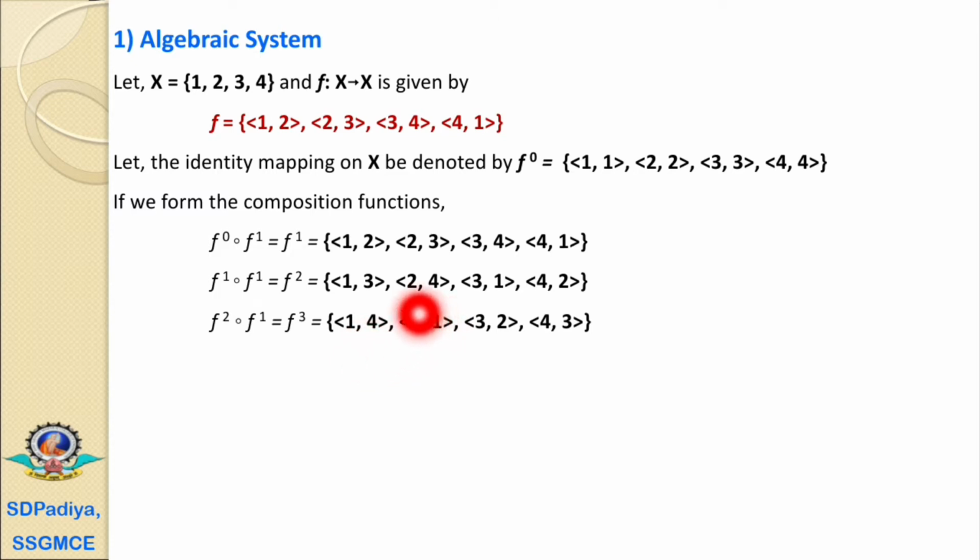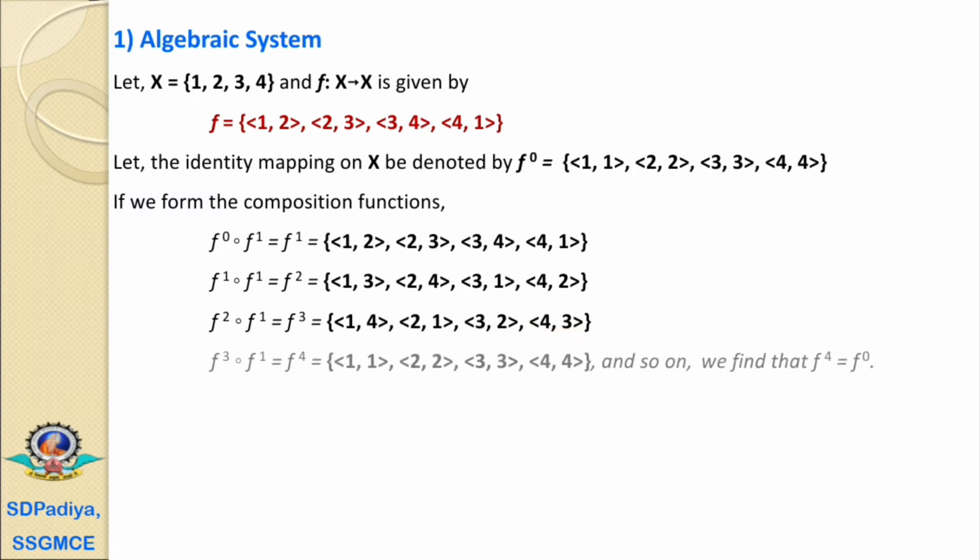For the term (2, 4) in f raised to power 2, in f raised to power 1 we have (4, 1). That's why we have written (2, 1). In f raised to power 2, we have the term (3, 1) and in f raised to power 1, we have the term (1, 2). That's why we have written (3, 2). And same for the last, that is (4, 2) and (2, 3). That's why we have written (4, 3).